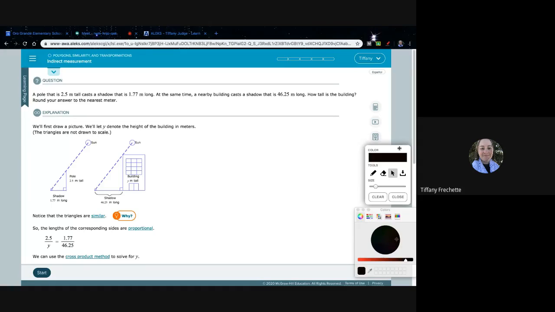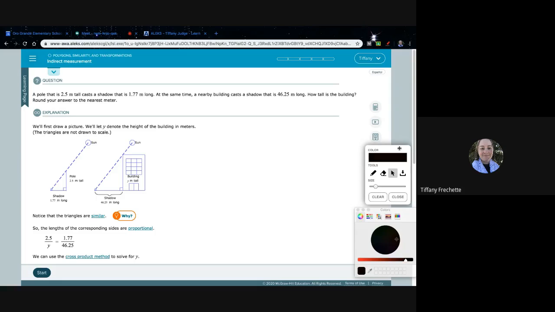Indirect measurement. A pole that is 2.5 meters casts a shadow that is 1.77 meters long. At the same time, a nearby building casts a shadow that is 46.25 meters long. How tall is the building? Round your answer to the nearest meter.